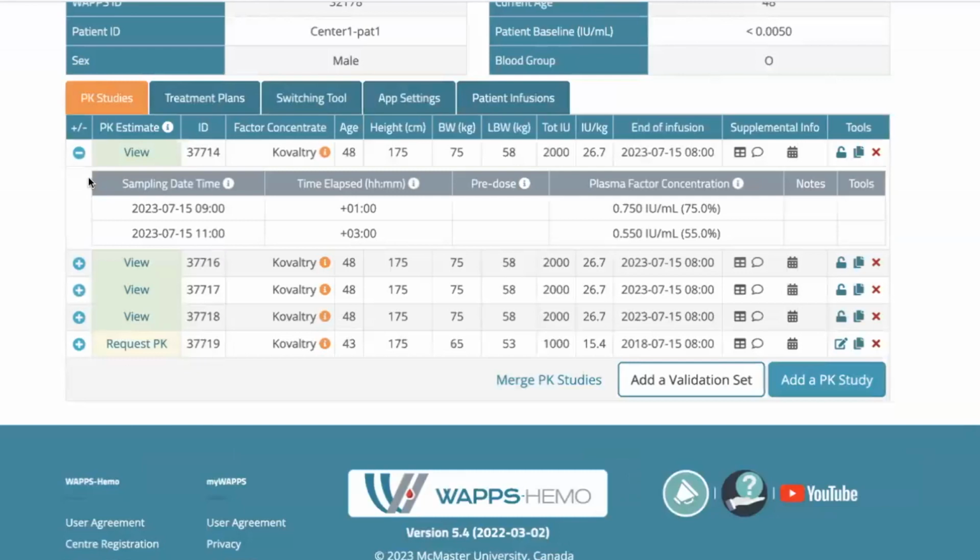So now 2 PKs. One that is 1 and 3 hours only, and the other one is 1 and 3 hours plus a pre-dose. So this time.